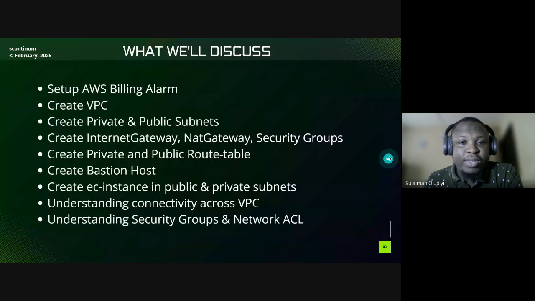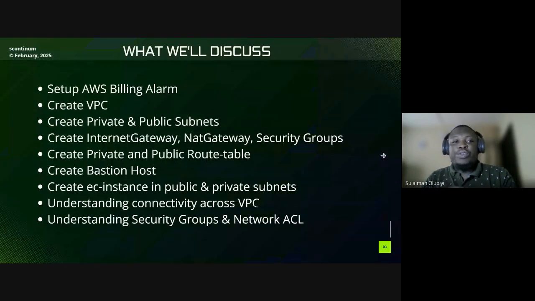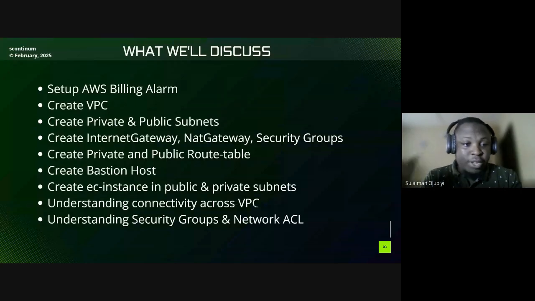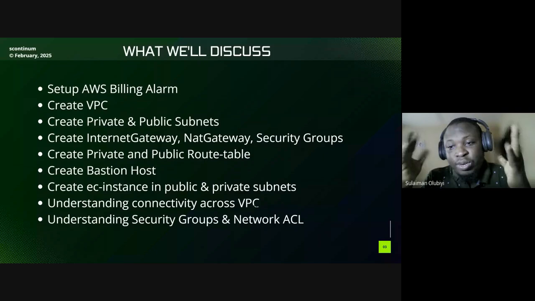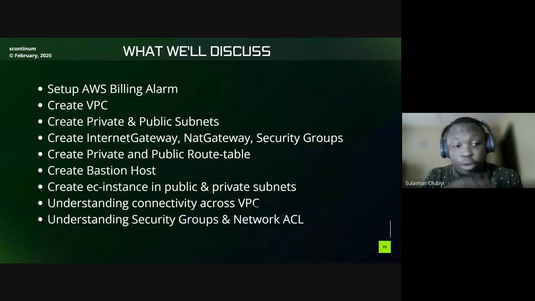So what we're discussing today is going to be about AWS building. We create a VPC, the private subnets, the Internet Gateway, NAT Gateway, the routing, and also creating a jump server, which is also like a Bastion Host, and also ensuring security groups and network ACLs. So we're going to start all this from the GUI part, as we all agreed last week.